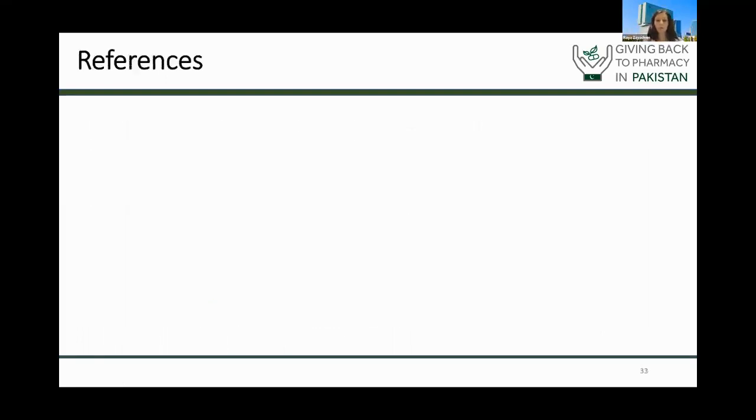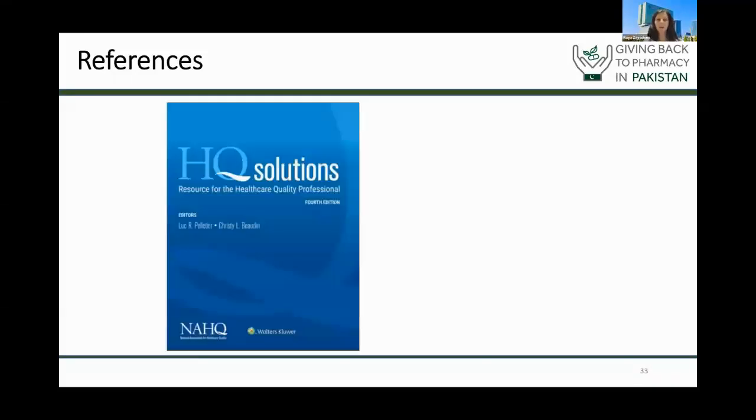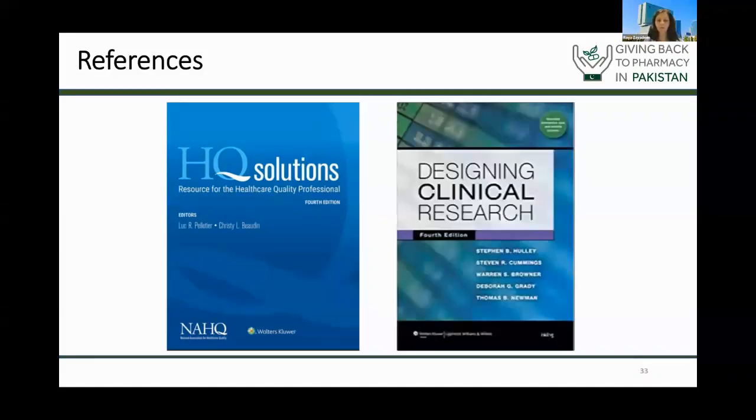Now I know this is an unusual way of displaying references, but I feel this is what might help you more. So the references I used for my preparation for the exam: the HQ Solutions, it's a wonderful resource. It's a couple of 100 pages. I was over this book in 3 weeks. It's a simple language, really easy to follow, and it covers absolutely everything you need to know for the exam.